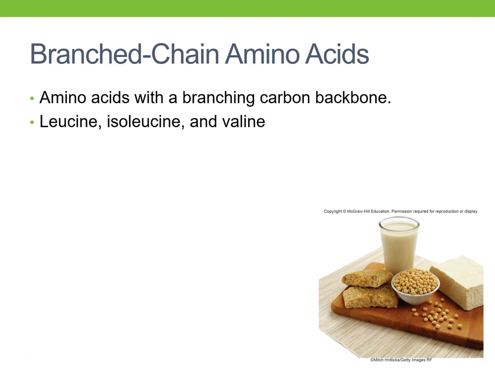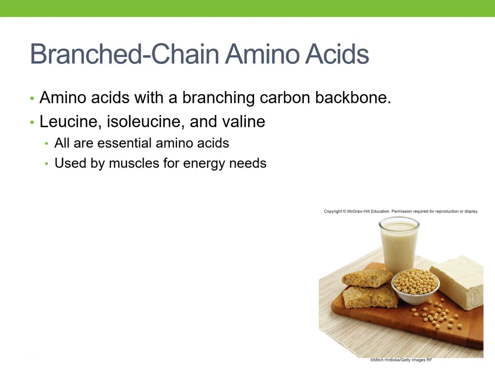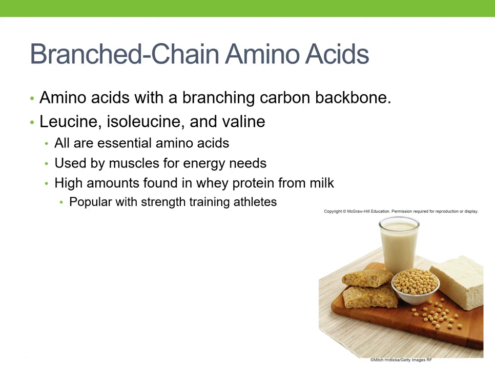Now, remember from our previous slide with the little asterisks, we had leucine, isoleucine, and valine as our branched chain amino acids. And not only are they essential, but they are used by our muscles for energy. So we're going to find that they are very popular with strength training athletes because the thought is that the more branched chain amino acids I take in, not only does that help me with my muscle building, but it also may help me with more energy while I'm working out and certainly helps with muscle recovery when I'm done.